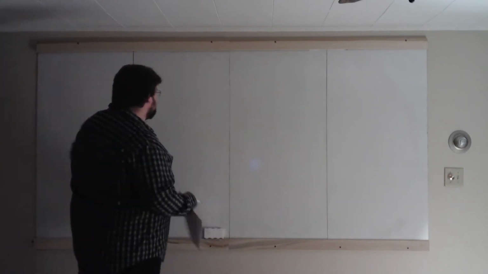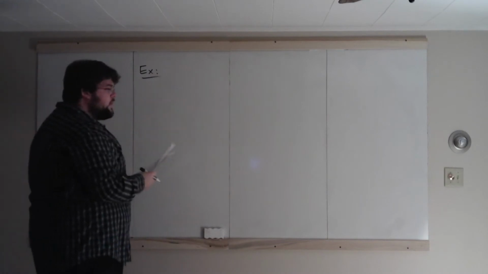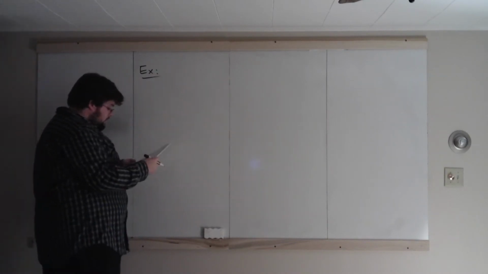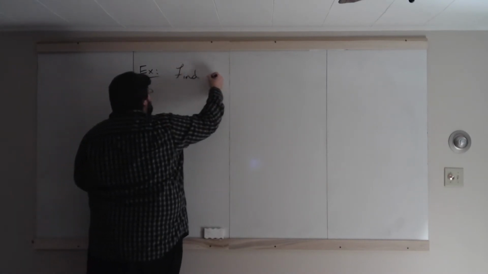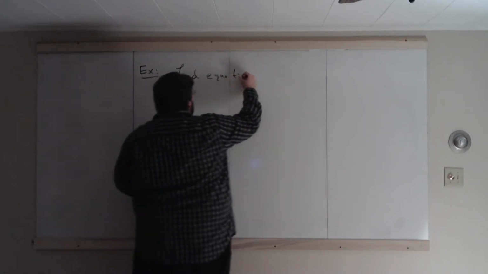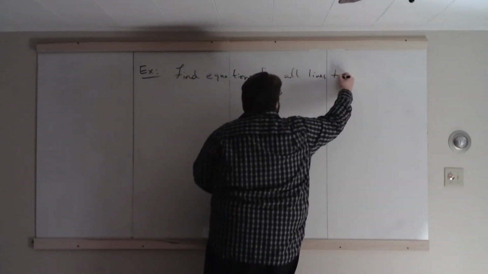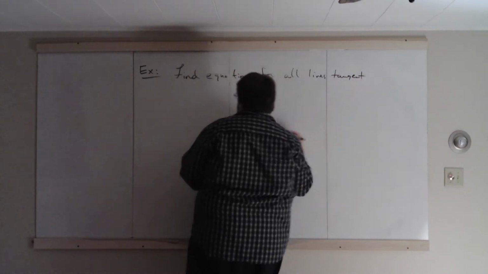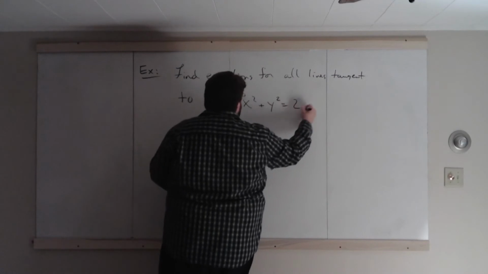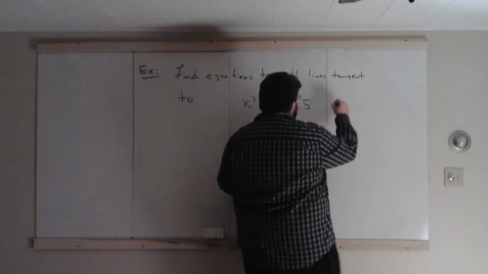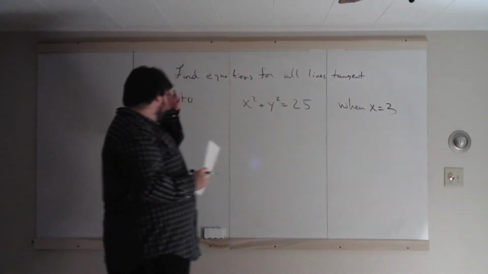Solve for y prime afterwards. Example. So that equation was a circle. Well, let's write the example first. Find equations for all lines tangent to x squared plus y squared equals 25 when x equals 3. So find equations for all lines tangent.